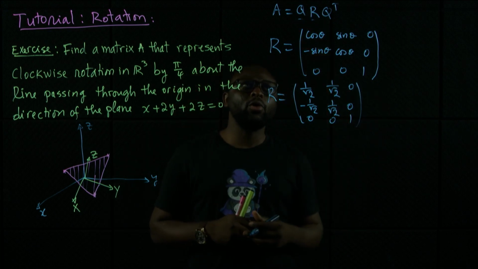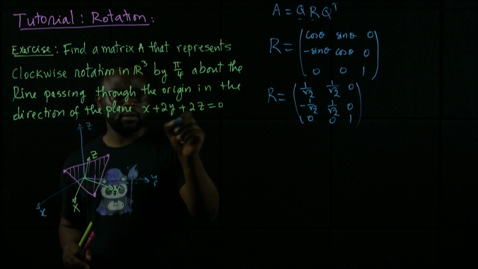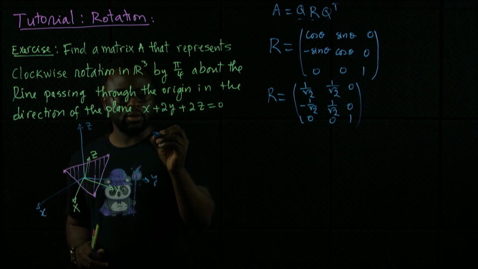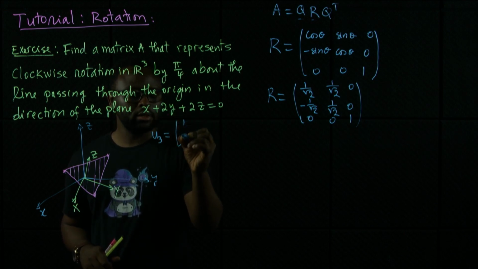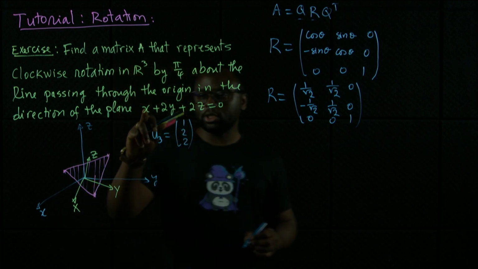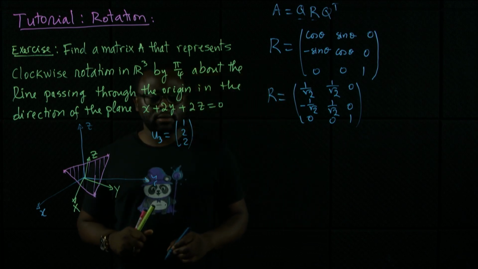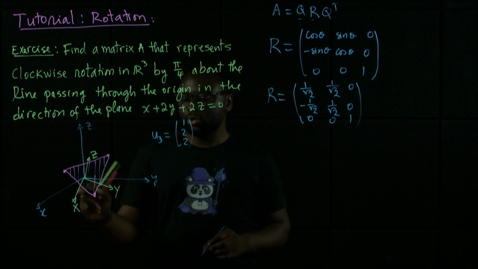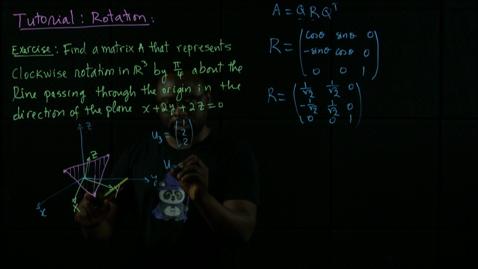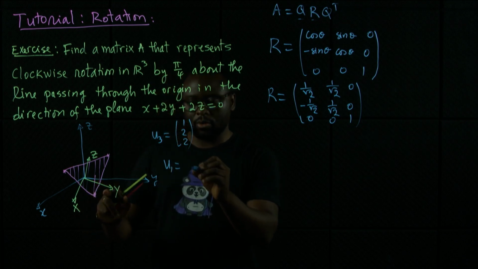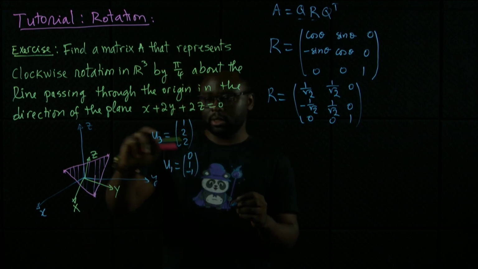So for the orthogonal matrix Q, we choose the first vector orthogonal to this plane. Let's take u3 equal to the vector 1, 2, 2. I'm just using the coefficients in front of each term, x, y, and z. And secondly, let's choose u1 in this plane. u1 is 0, 1, and minus 1. This belongs to the plane.